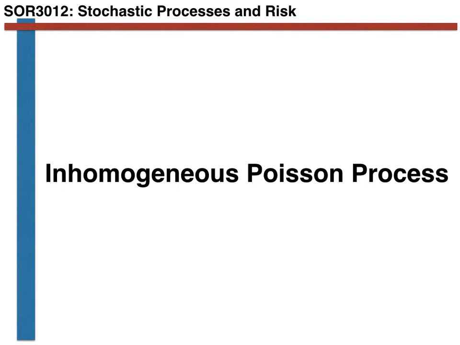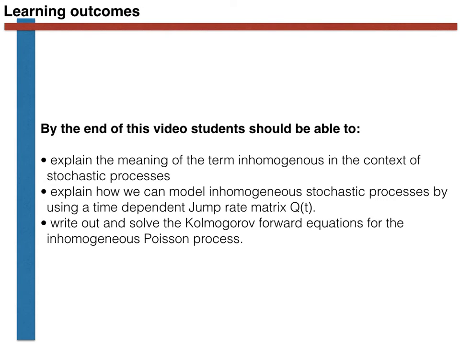Hello. In this video we are going to look at a type of random process that does not have the Markov property. The particular stochastic process that we are going to look at is known as the inhomogeneous Poisson process. And by the end of this video, you should be able to explain the meaning of the term inhomogeneous in the context of stochastic processes.